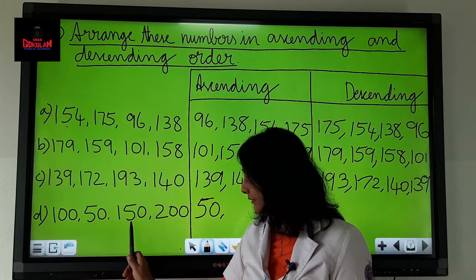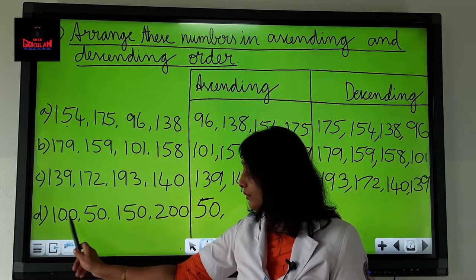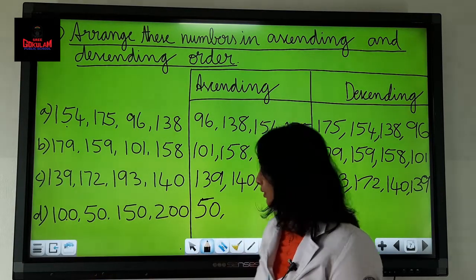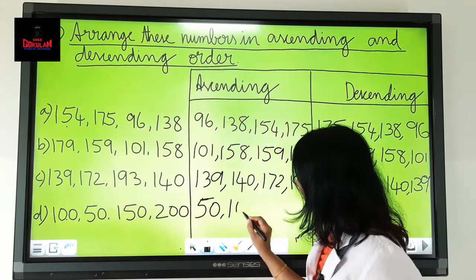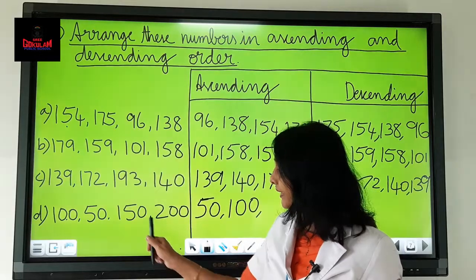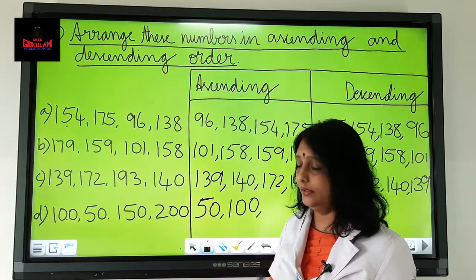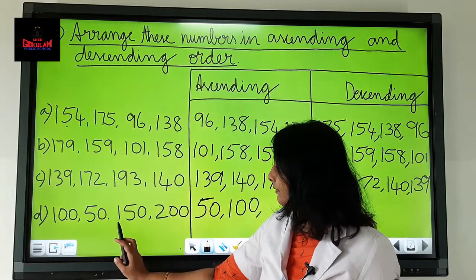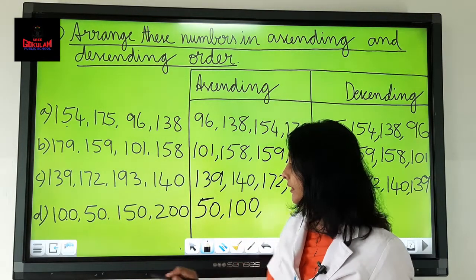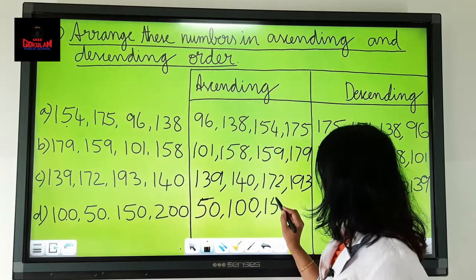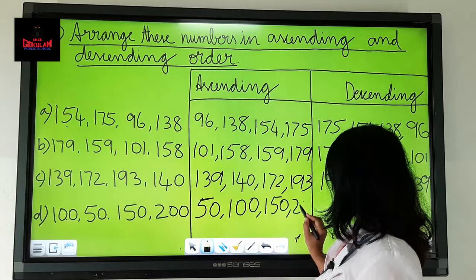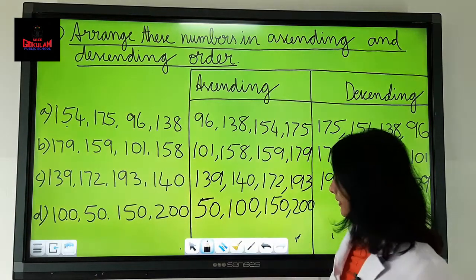So, 100 or 150, which is smaller? 100 and 150. Look at the tens place, 0 and 5. 0. This is the smaller one. So, after 50, you have to write 100. Comparing 150 and 200, which is smaller? Hundreds place you have 1 here, here it is 2, which is smaller? 150. Finally, 200. That's the greatest among that group.